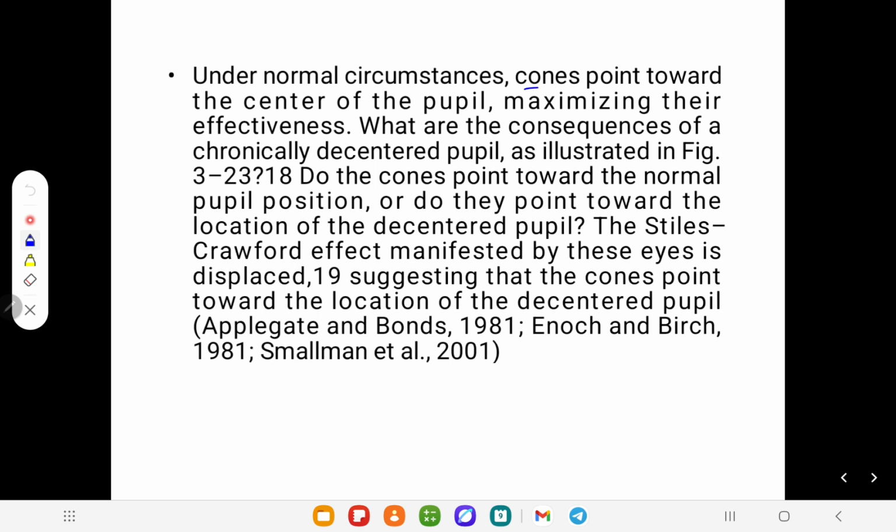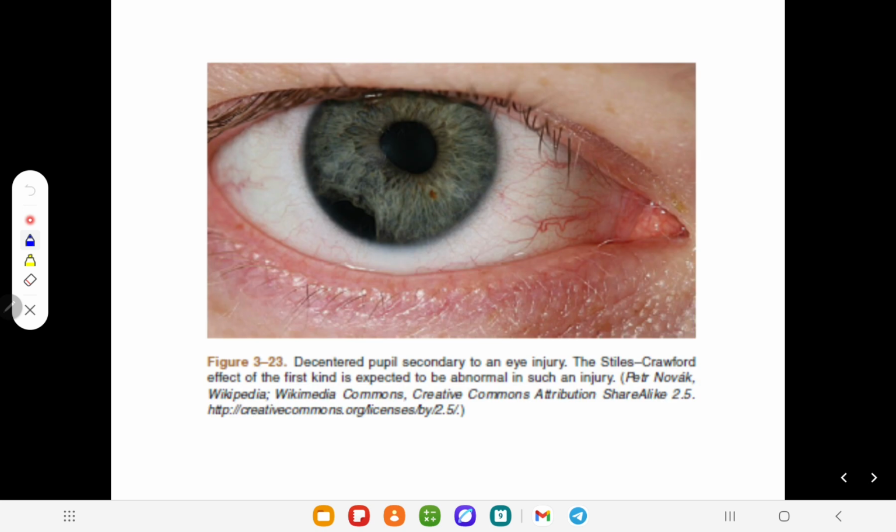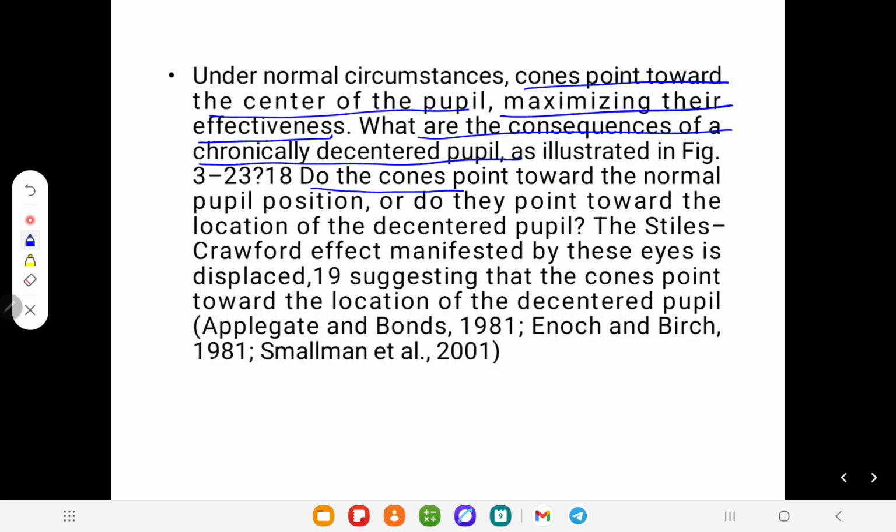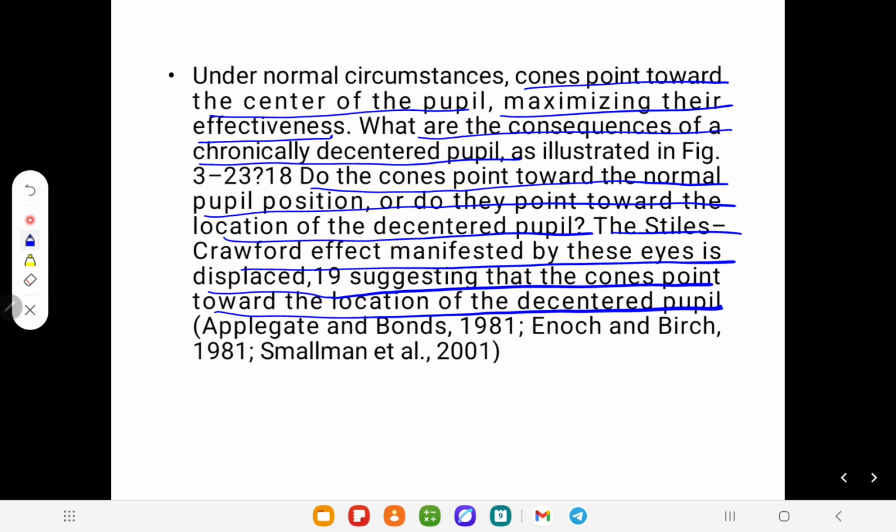So under normal circumstances, cones point towards the center of the pupil, maximizing their effectiveness. What are the consequences of a chronically decentered pupil? Illustrated in figure 31.2. Okay, in this figure, do the cones point to the position center or towards the location of the decentered pupil? The Stiles-Crawford effect manifests and the eye's displacement suggested that the cones point towards the location of the decentered pupil. So first, if the eye is normal, the cone is directed towards the pupil center. If the pupil center is decentered, then the cone is slightly tilted towards the new pupil center. That's what the Stiles-Crawford effect does.